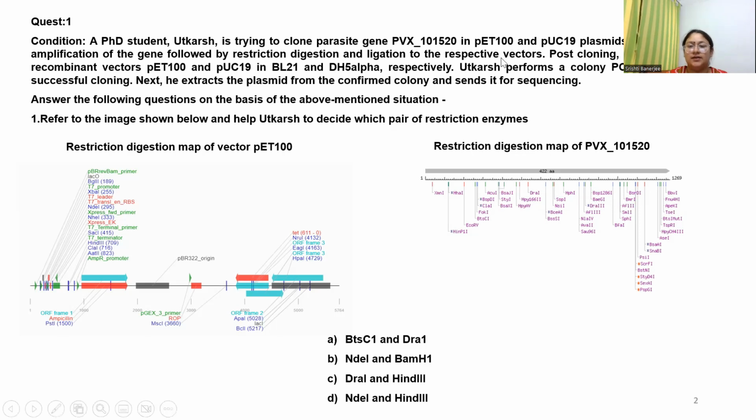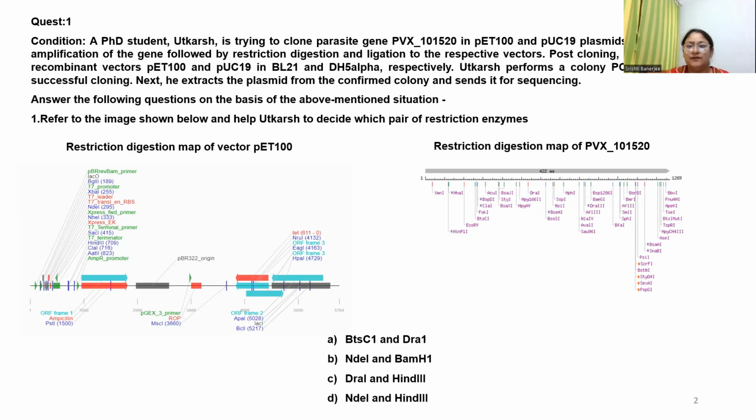You need to generate clones in these two plasmids, one is pET10 and another one is pUC19, by primer-based amplification of the gene followed by restriction digestion and ligation to the respective vectors. After cloning, you transform the recombinant vectors into a particular cell like BL21, DH5 alpha. These are the names of the cells. Now you perform a colony PCR to confirm whether your cloning experiment was successful or not. Next, you extract the plasmid, confirm the colony, and send it for sequencing.